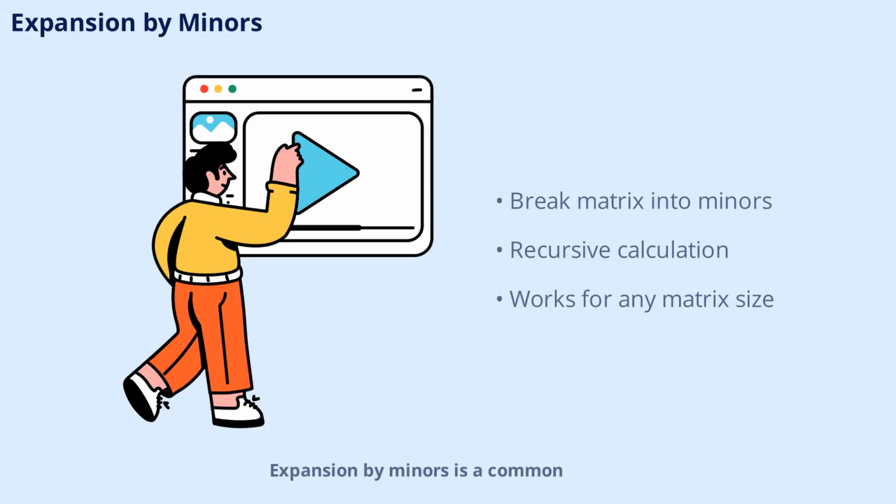Expansion by minors is a common method for finding determinants of larger matrices. It involves breaking down the matrix into smaller parts and calculating their determinants. This recursive process makes it possible to handle matrices of any size, though it can be time-consuming for very large matrices. It's a fundamental technique in linear algebra.